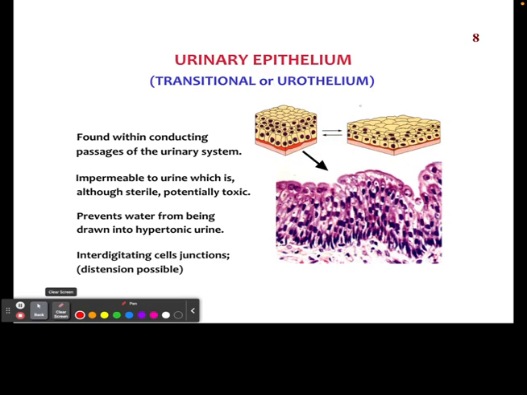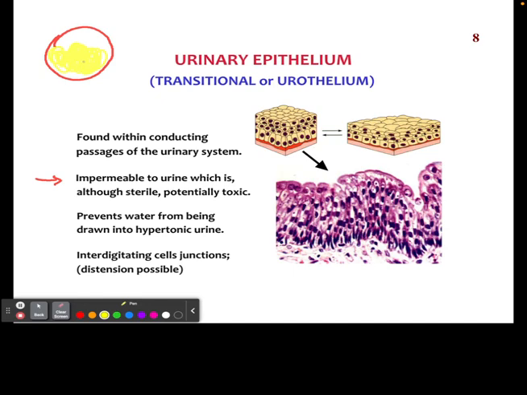So with that said, it's also impermeable to urine, which is important. It allows the bladder to stretch, but also makes sure that there is no leaking. So if I drew a little silly picture here at the upper left-hand corner, let's say this is the bladder. Inside the bladder, we have urine, right? The red part is going to indicate that we have that transitional epithelium.